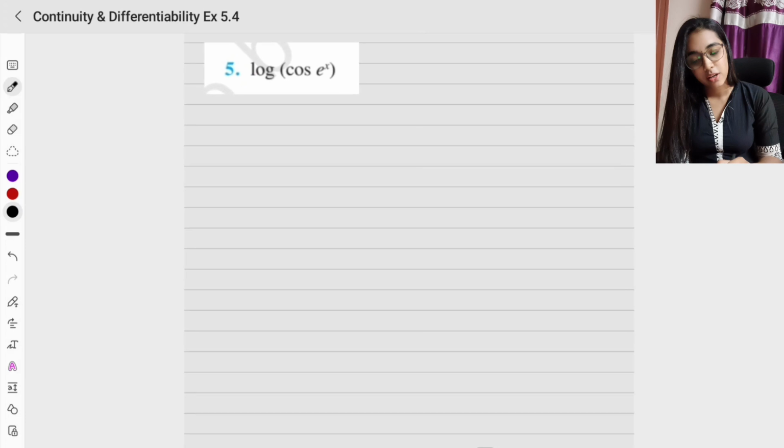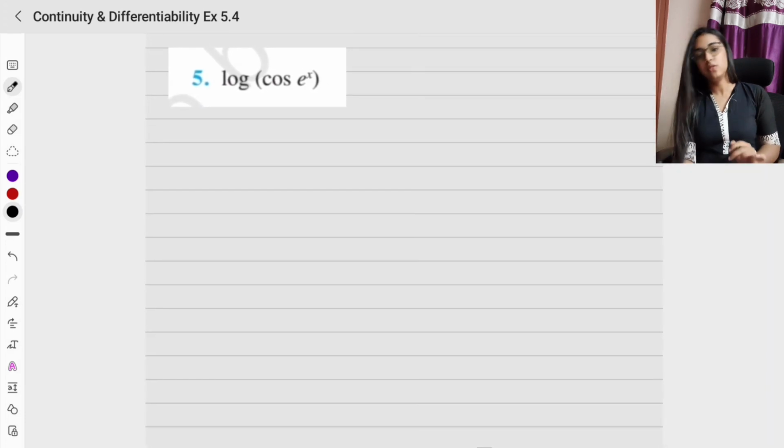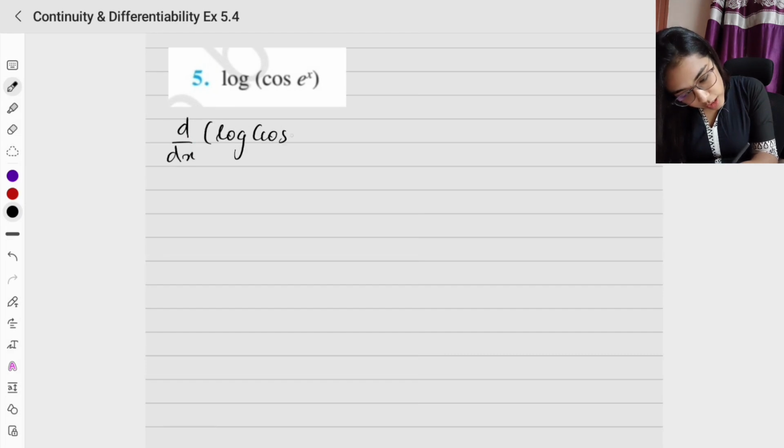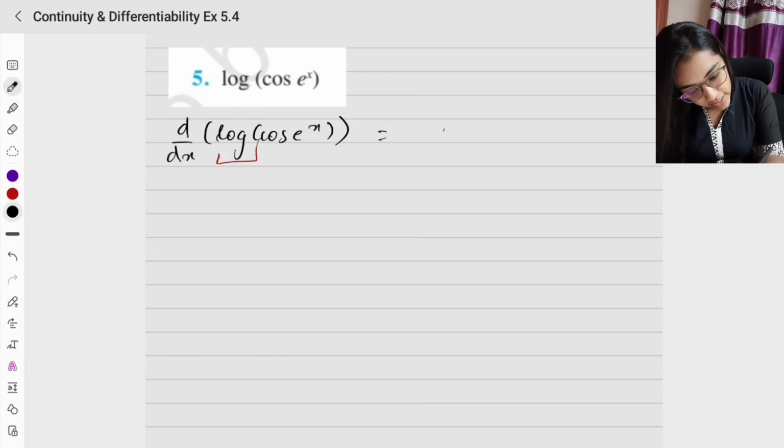Fifth question. Log of cos e to the x. In there, three different functions. So what is my first step? d by dx of log of cos e to the x. So first the log function. What do you see? Log is there. So d by dx of log x is going to be 1 by x. So 1 divided by cos of e to the x.